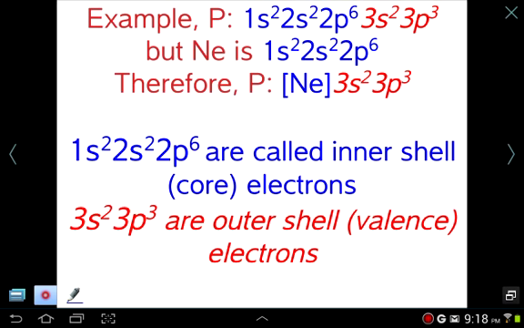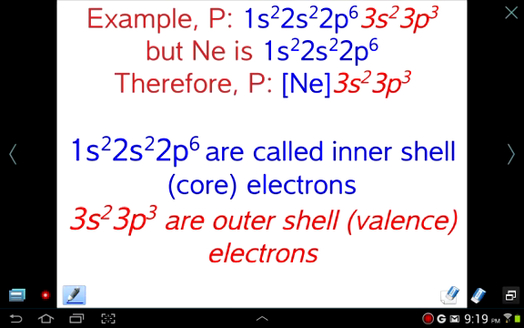Again, this is because these are inner electrons that will not be involved in any sort of chemistry, so we can actually safely put them inside of neon. These, however, will be involved in chemistry, so we want to leave them out here. So whatever follows neon then we'll write until we get to the full configuration. Again, the inner ones are called core electrons or inner shell electrons. The outer ones are called outer shell, also valence.